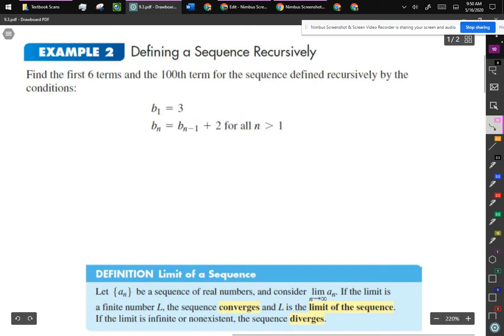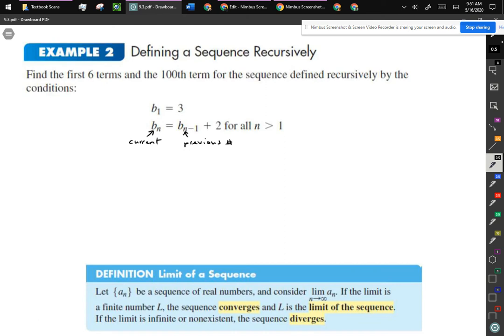b sub n is equal to b sub n minus 1 plus 2 for all n greater than 1. And what this basically means is if I want the current number, what I need is the previous number in the sequence, right? Because b sub n, if that's 100, then I would need b sub 99. So this is a recursive definition, and it's rather simple because it's just saying that if I want the current number, I just need the previous number and add 2 to it.